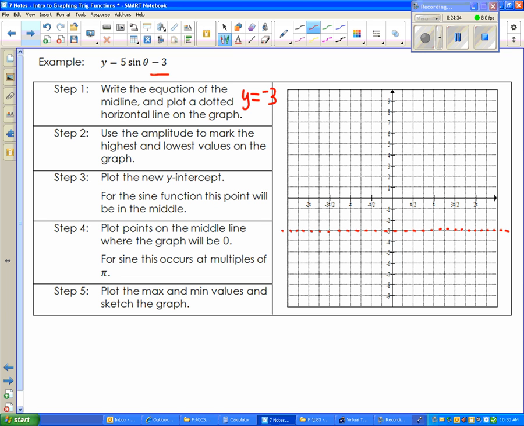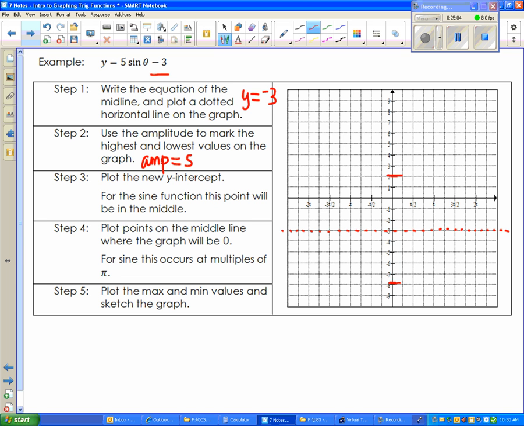The next thing you want to do is mark the amplitude. And so in this case, our amplitude is 5. And so from my midline, I'm going to count up 5 and down 5, and that'll indicate the max and min values of my graph. So from -3, I'm going to count up 1, 2, 3, 4, 5, and I'm going to count down 1, 2, 3, 4, 5. And so that gives me the max and the minimum values for my curve.